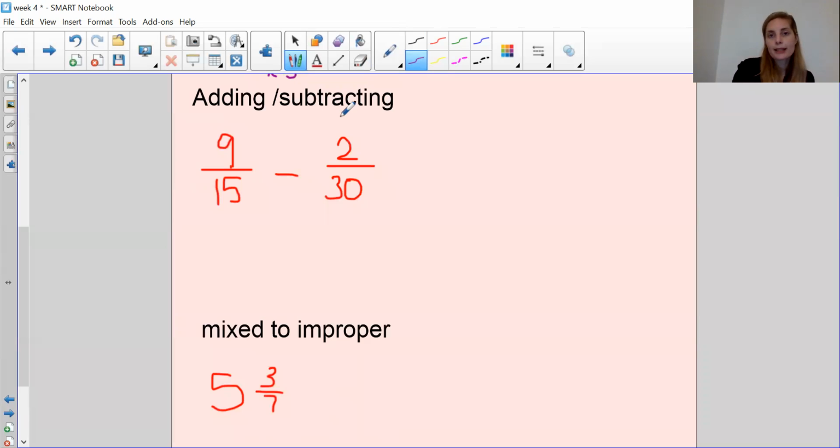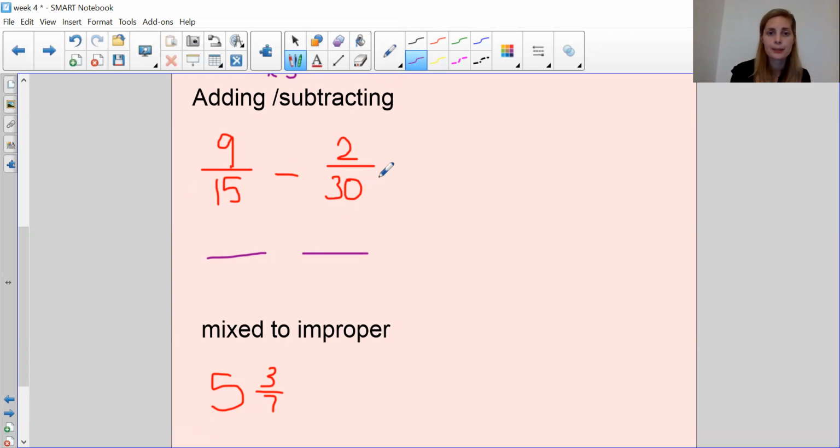Right, adding and subtracting fractions. I'm subtracting the 2 fractions here, so I'm going to be looking at the bottom numbers, my denominators. Are my denominators the same? No, they are not. Therefore, I cannot subtract these numbers. I cannot say 9 minus 2, because these bottom numbers, my denominators, need to be the same.